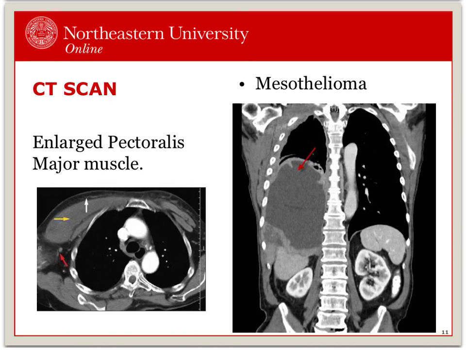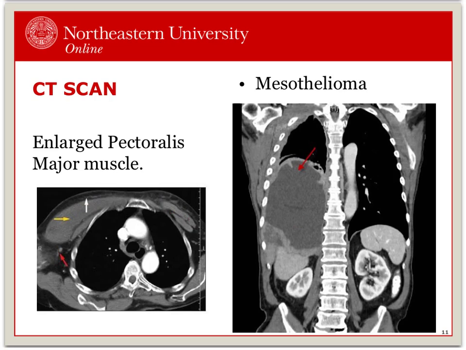CT scans best identify calcifications and plaques. Image 1 is an axial chest CT scan with contrast. The white arrow shows increased subcutaneous tissue in the right breast. The yellow arrow shows an enlargement of the pectoralis major. And the red arrow shows an enlarged lymph node.